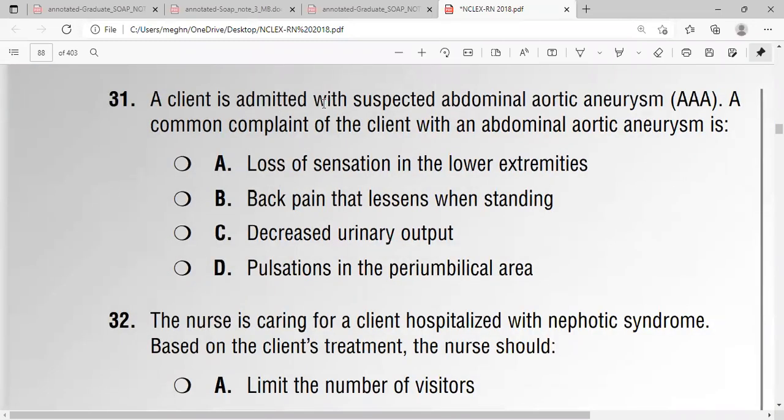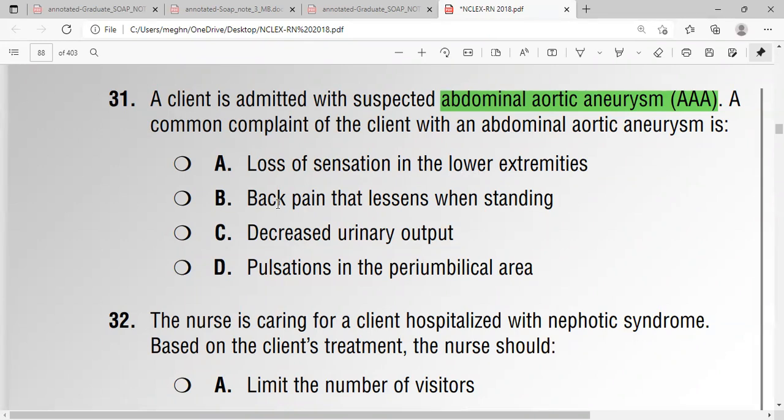A client is admitted with suspected abdominal aortic aneurysm, shortly called AAA, right? Three A's. Abdominal aortic aneurysm. Abnormal weakness of the wall of the aorta, chance of tearing, and this is a life-threatening condition. A common complaint of the client with an abdominal aortic aneurysm is loss of sensation in the lower extremity.